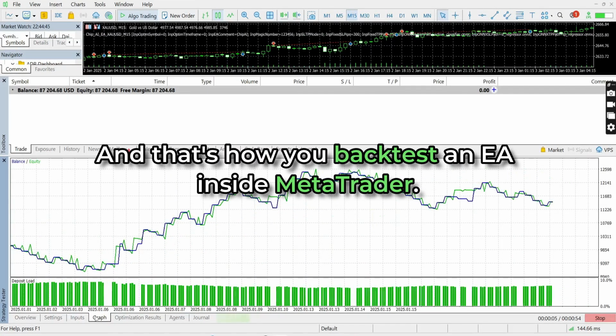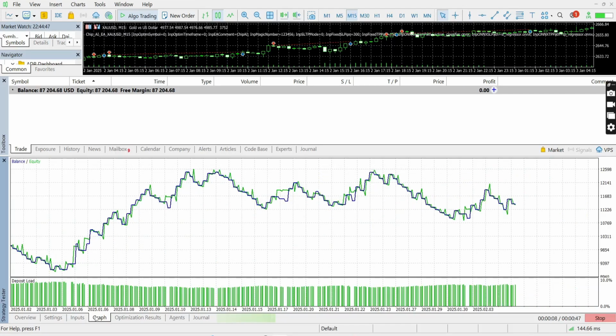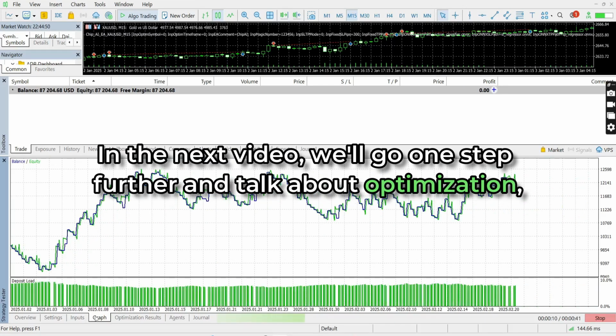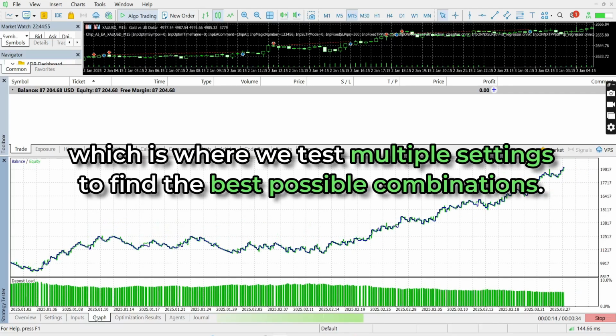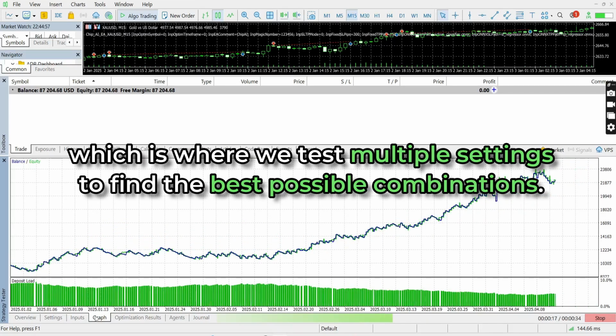And that's how you backtest an EA inside MetaTrader. In the next video, we'll go one step further and talk about optimization, which is where we test multiple settings to find the best possible combinations.